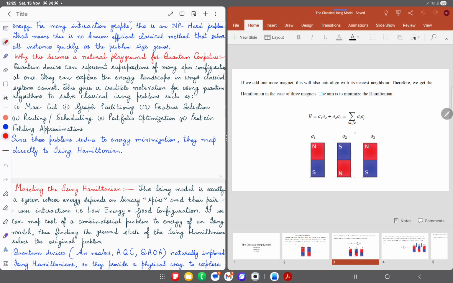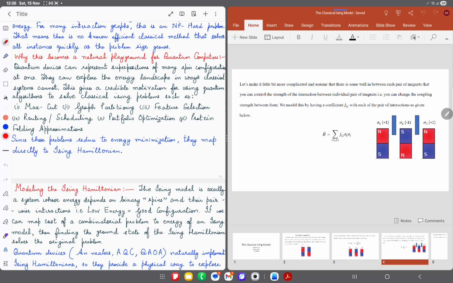In general, we can consider more magnets. The sigma i sigma j term represents the interaction of the magnets with their neighbors, and when all the interactions are summed over all possible magnets, this gives me the Hamiltonian H cap. Now, what is the aim? The aim is to minimize this Hamiltonian, ultimately, to find the best spin configuration, right?